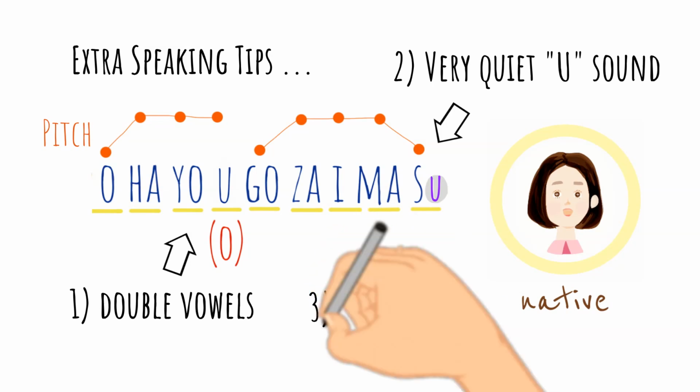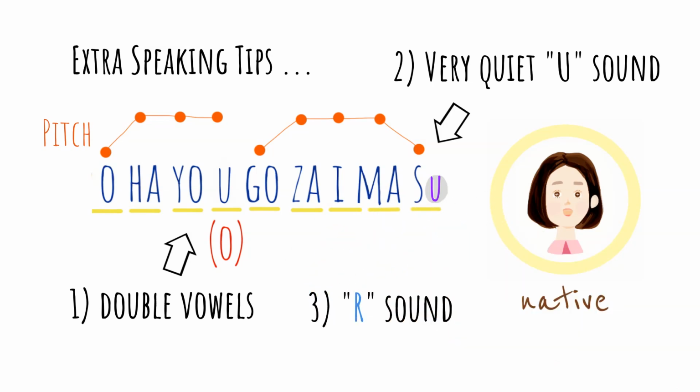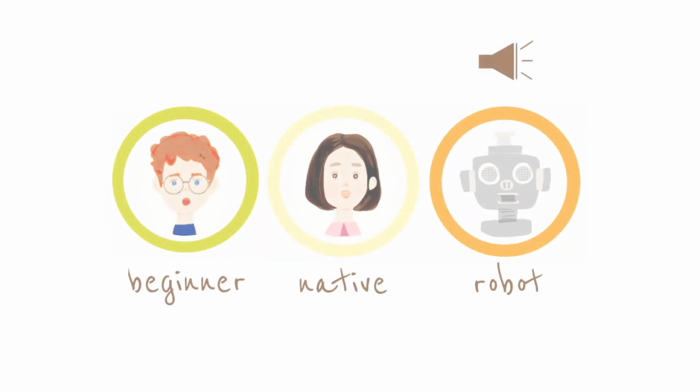Last, all sounds in Japanese are pronounced like a mixture between R and L. For example, listen to the R in arigato. Your tongue will briefly touch your upper gum ridge. And finally, a robot might have no rhythm and no high or low pitch accents. For example, it might say, "Ohayo gozaimasu."